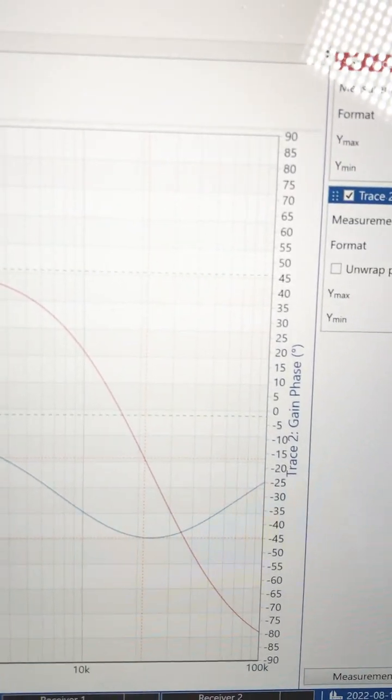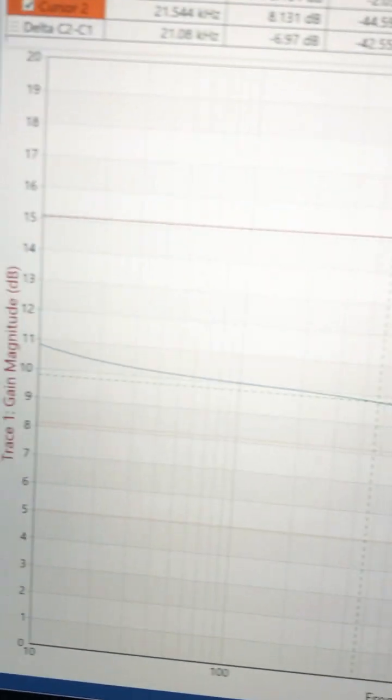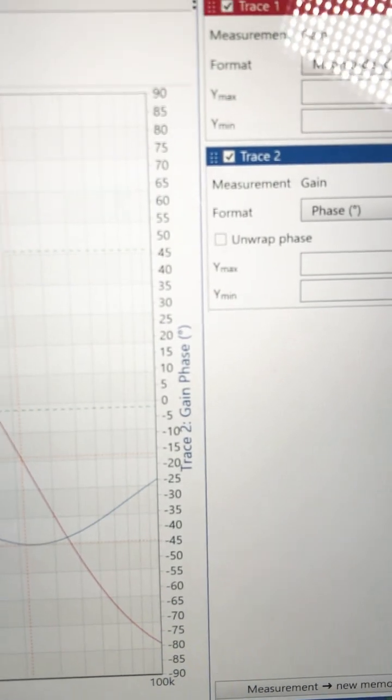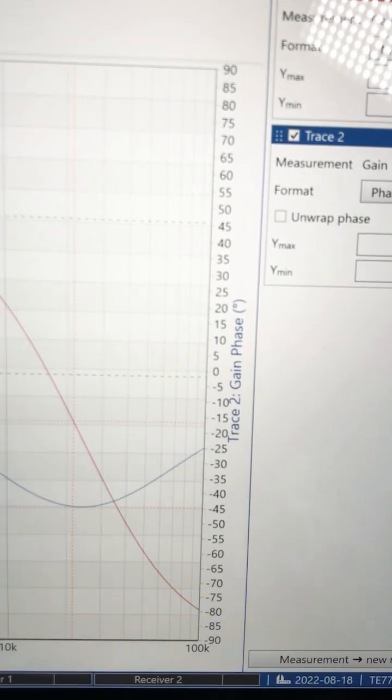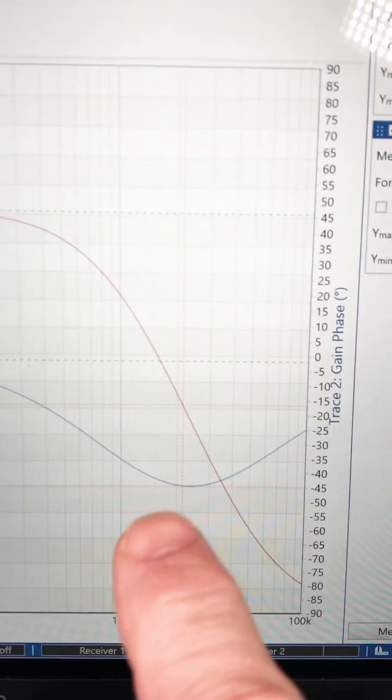So it looks like it's bandwidth limited a little bit. The phase looks pretty decent. It's plus minus 40 or plus minus 90 degrees. So it only drops down to about 45.